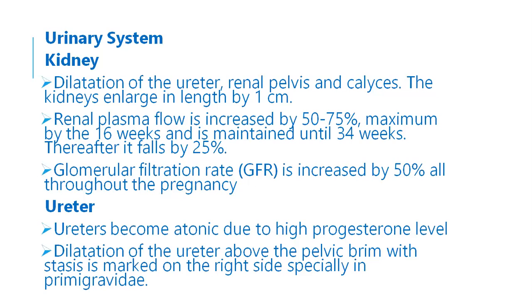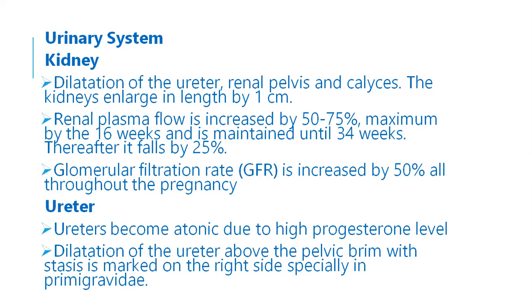What are the changes that occur in the urinary system in pregnancy? In the kidney, there is dilatation of the ureter, renal pelvis and calyces. The kidney is enlarged in length by 1 centimeter. Renal plasma flow is increased by 50 to 75%, maximum by 16 weeks, and is maintained until 34 weeks. Thereafter, it falls by 25%.